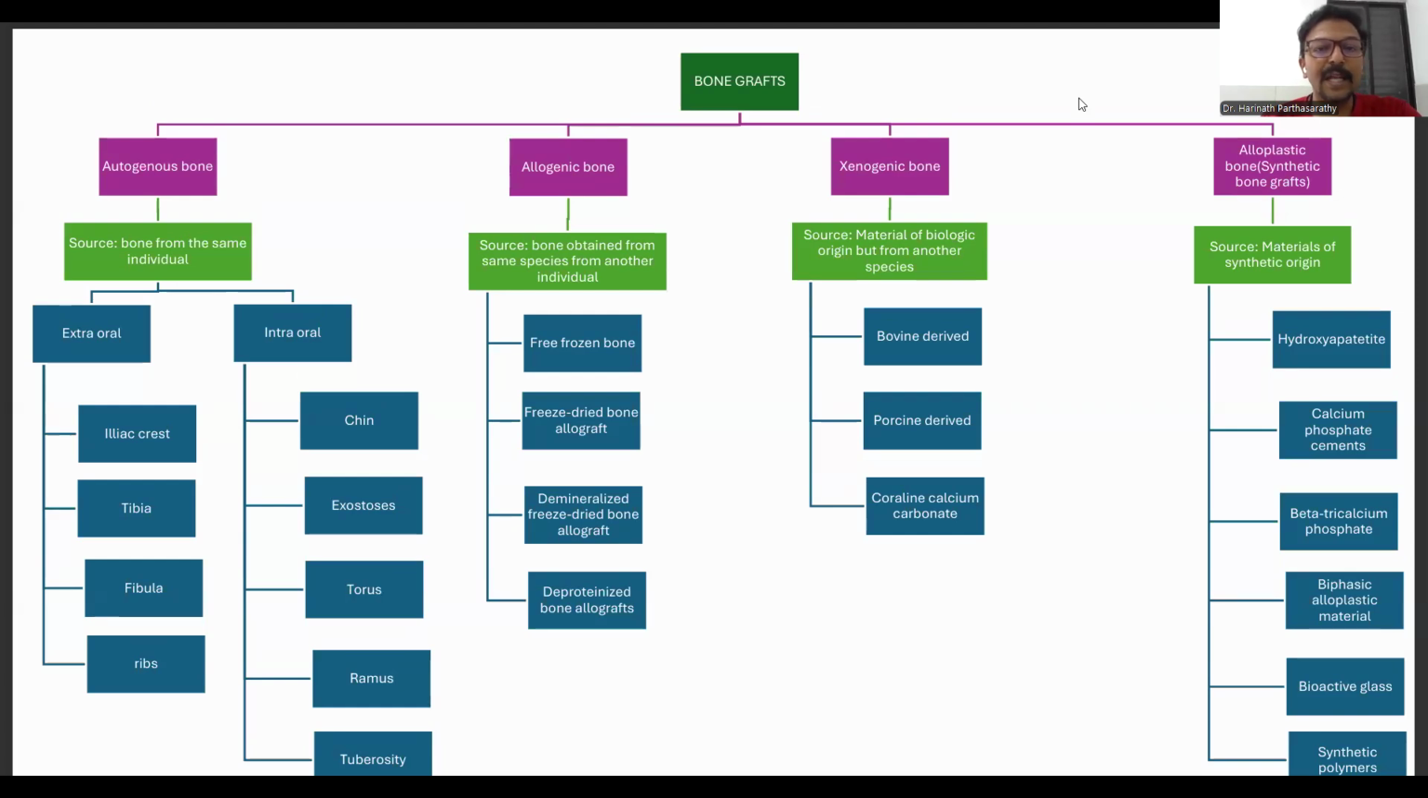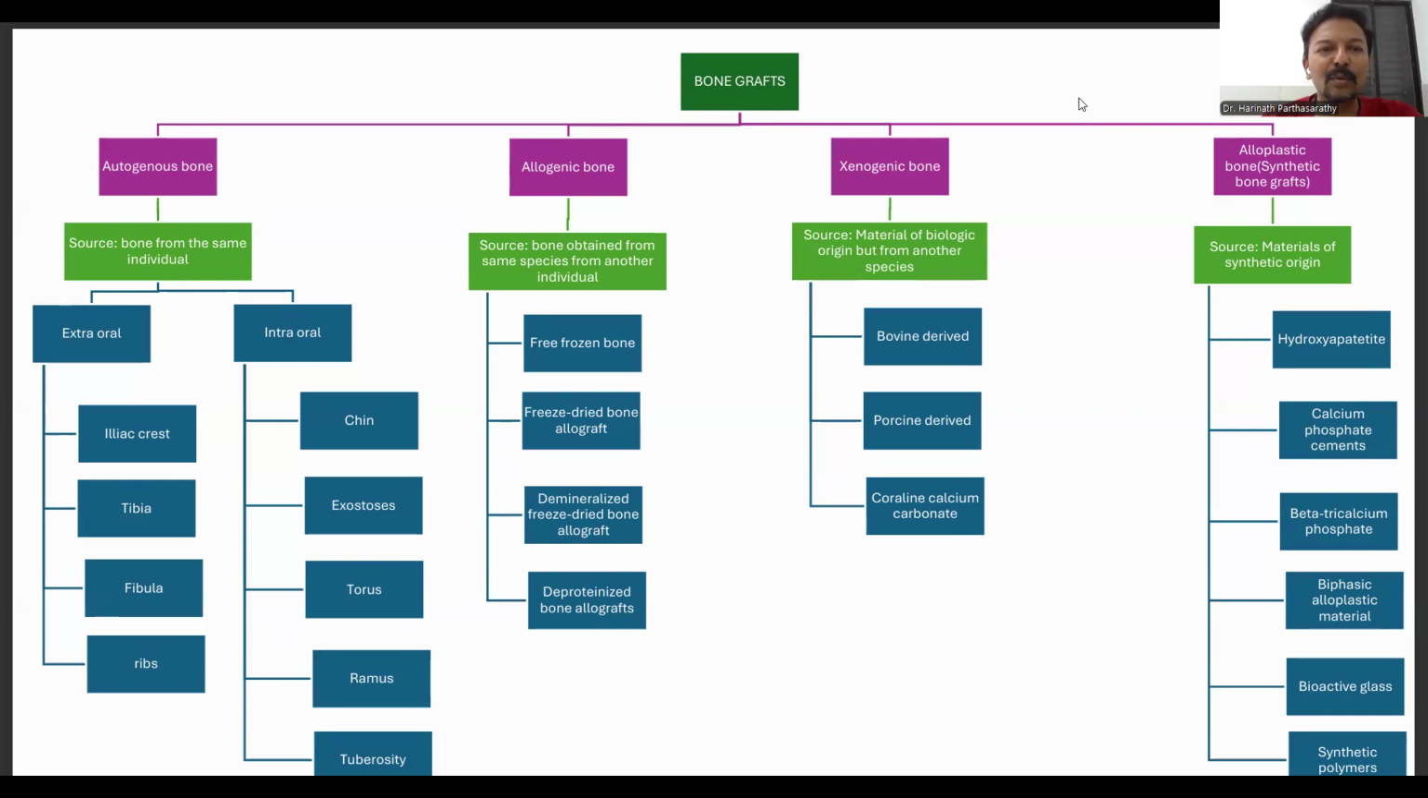So, today we are going to have a small discussion about the classification of bone grafts. The reason I chose this topic is I've seen a lot of clinicians having difficulty in understanding what a bone graft is, from what source, and how it can be useful in clinical scenarios.